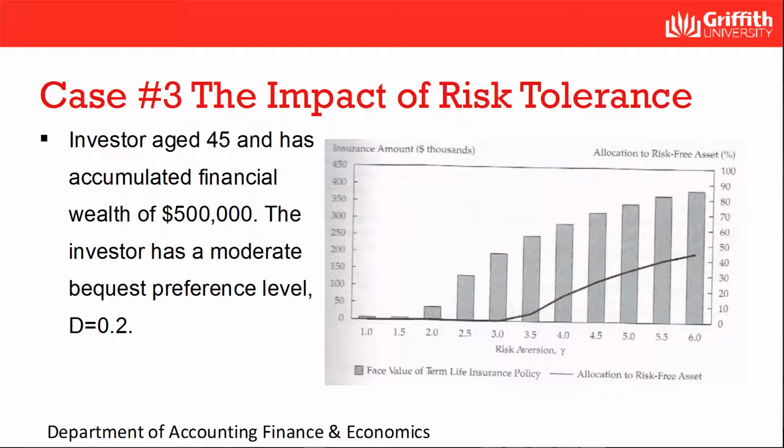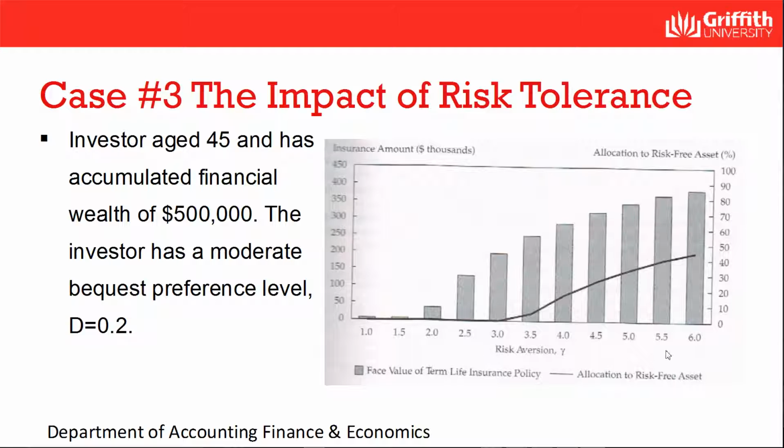Case study 3 shows the impact of risk tolerance. So this investor is age 45 and has an accumulated financial wealth of $500,000. The investor has a moderate bequest preference level of D equals 0.2. And as expected, the allocation to the risk-free asset increases with the investor's risk aversion level.